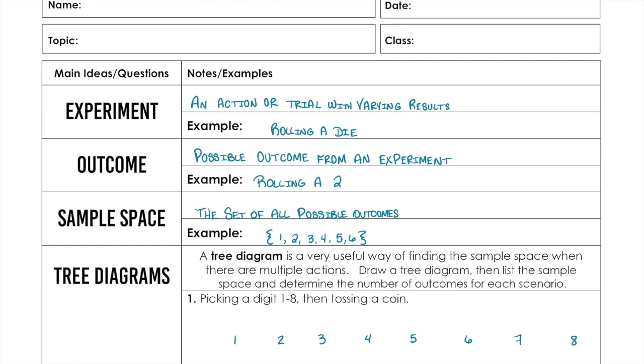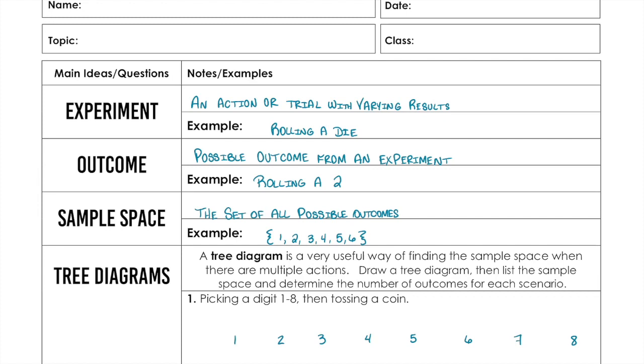And then our last little piece of vocabulary is sample space. The sample space is just a set, what we've been talking about the last couple of days, of all of our possible outcomes. So if we're rolling a die, we could roll a 1, a 2, a 3, a 4, a 5, or a 6. Those are all possible outcomes when we're doing this.